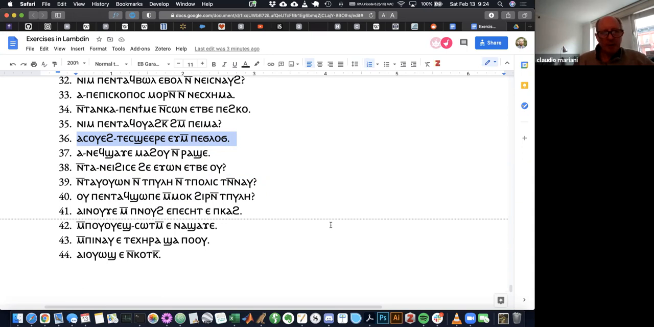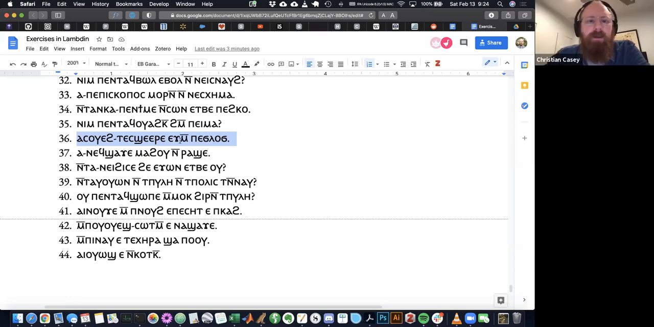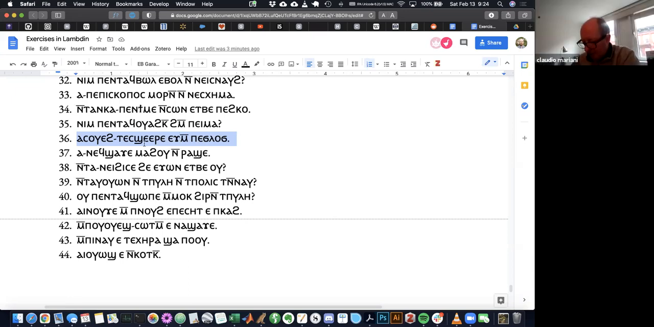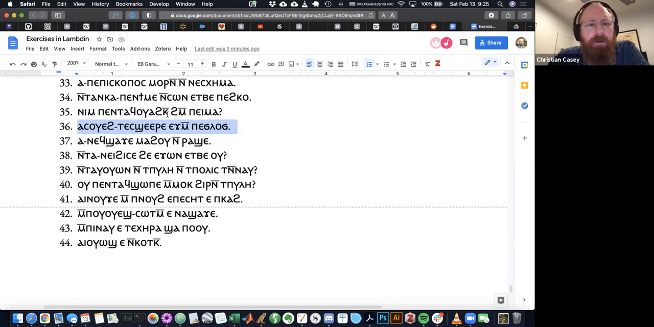Asuech tes shire ejem pechloch. She placed her daughter in the bed. Yeah, upon the bed, technically. But upon, sorry. No, that's okay. She placed her daughter upon the bed. Very good. And yeah, I would give that a plus 99%. I'm just correcting that one preposition to make it more exactly like the Coptic.